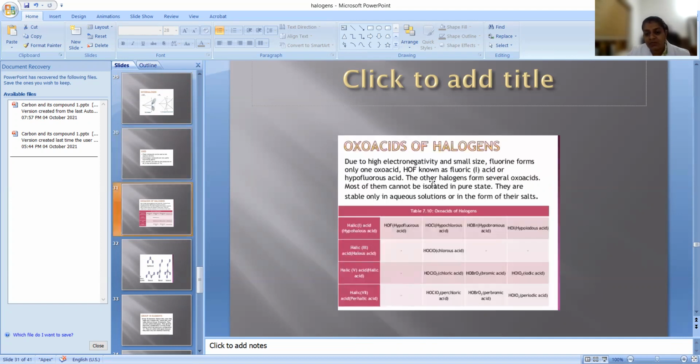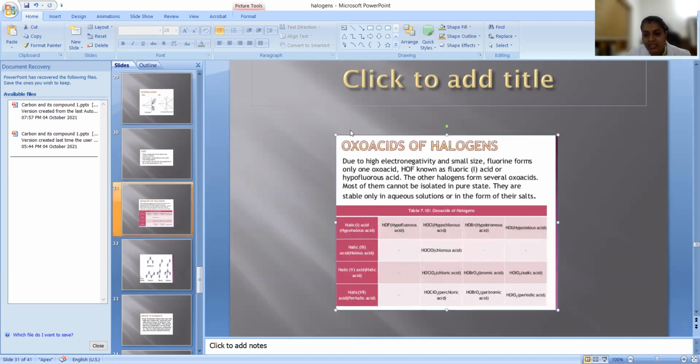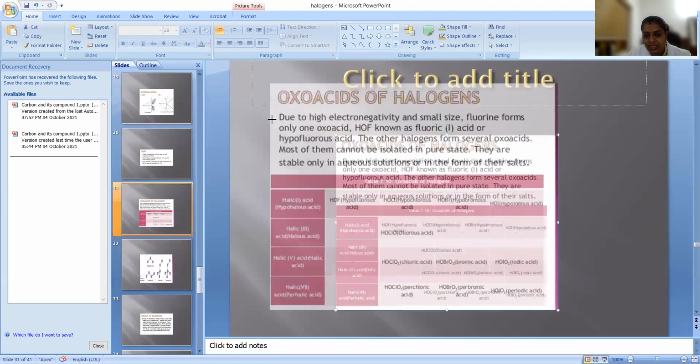And oxoacids of halogens are also there. Halic(I) acid is called hypohalous acid, halic(III) acid is called halous acid, halic(V) acid is called halic acid, and halic(VII) acid is called perhalic acid. What are examples for halic(I) acid or hypohalous acid? HOF is an example, hypofluorous acid, and HOCl.